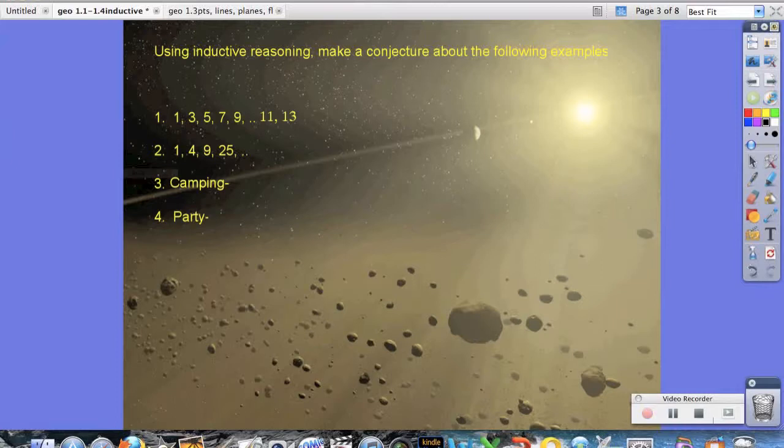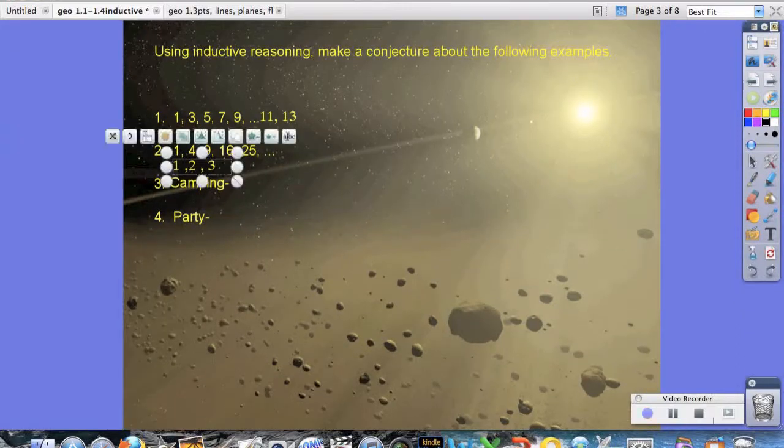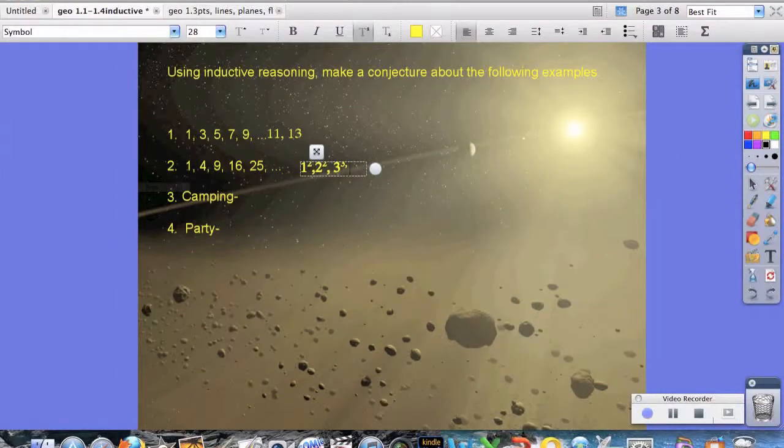For number 2, this might be slightly more spicy. We're going from 1, 4, 9, 25. Hopefully you've noticed the pattern that it's going 1 squared, 2 squared, 3 squared. In actuality, this is slightly off. This should be 16 and then 25. So this will give us our squares.